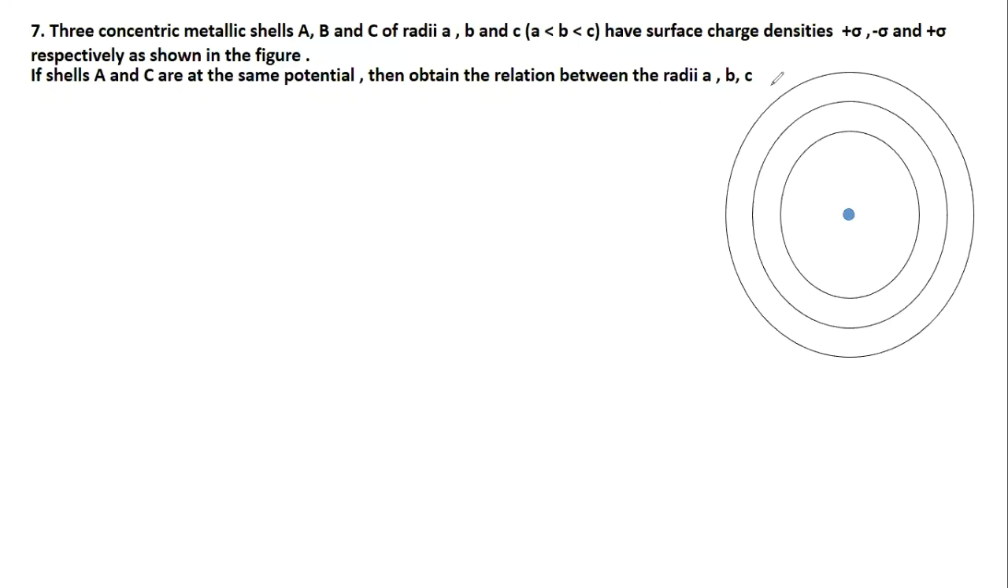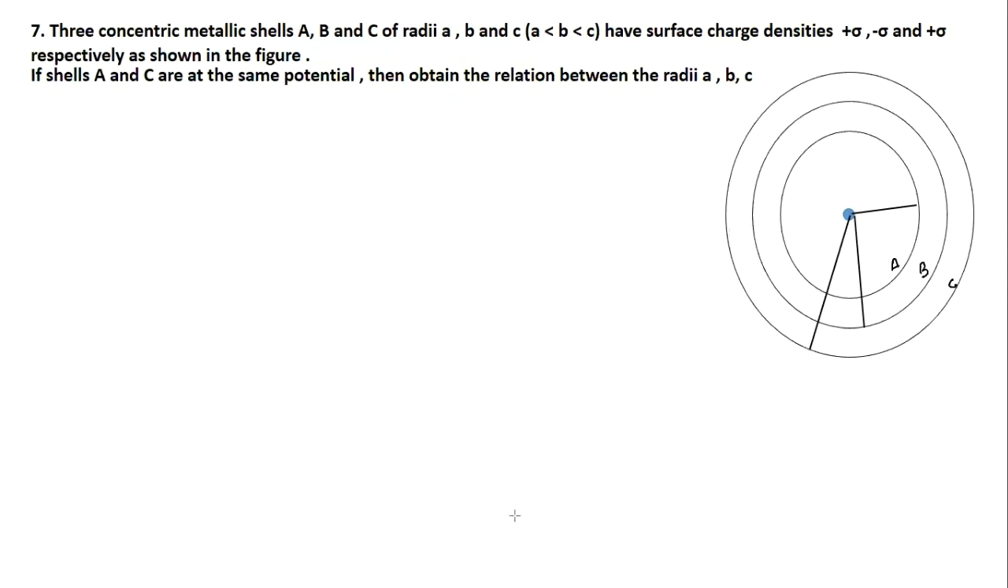So here, this was the last, seventh question. It says there are 3 concentric metallic shells, A, B, C. We have 3 concentric shells. That's why this is A, this is B, and the last one is C, with radii a, b, c. This is my radius a, this is my radius b, and the last one is my radius c.